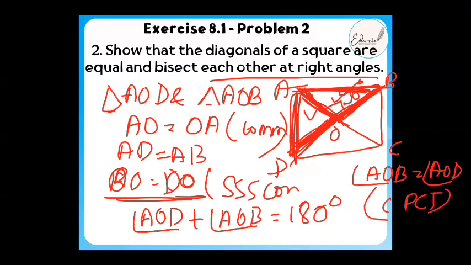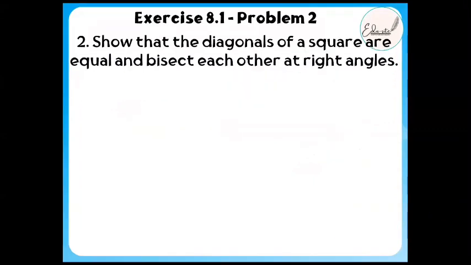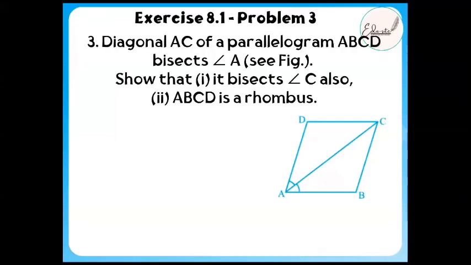If AOB is equal to AOD, we can write AOD plus AOD is equal to 180 degrees. AOD plus AOD gives you 2 AOD, which is equal to 180 degrees. AOD is equal to 90 degrees. That's done. 180 degrees divided by 2 is 90 degrees. Almost all the problems are the same. Correct?